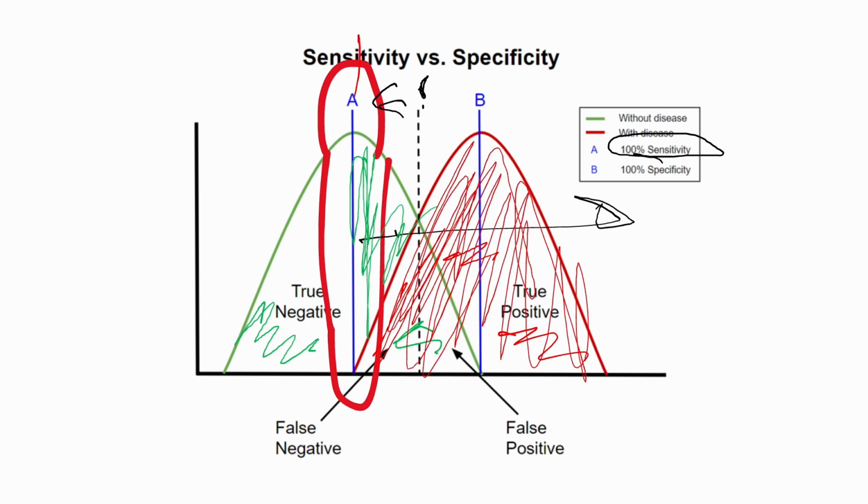When we have our cutoff line at A, the problem is, look at all this in green: people who are actually in the true negative population who end up being called positive. So these will all be false positives here.